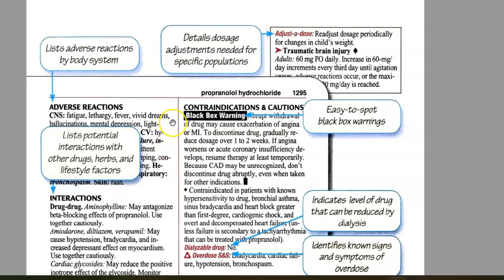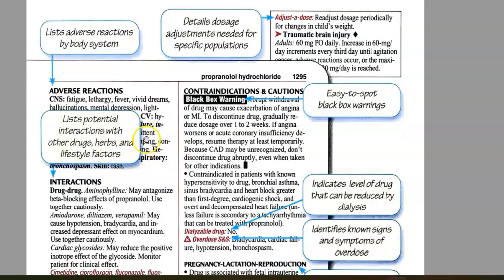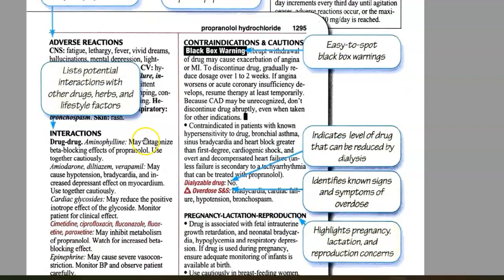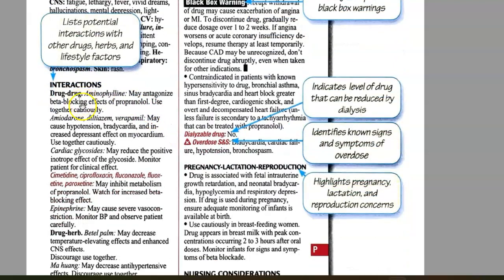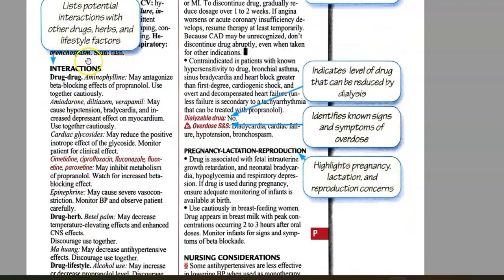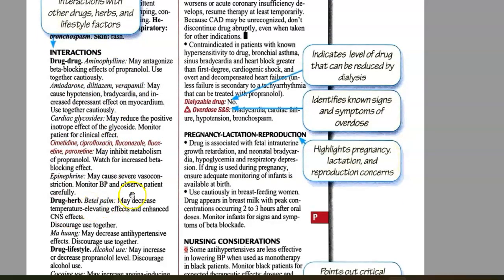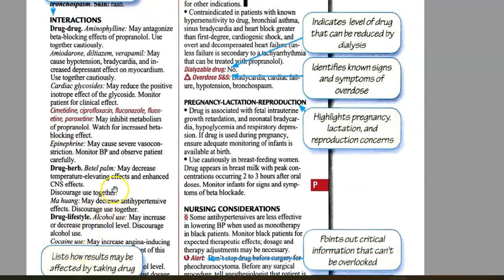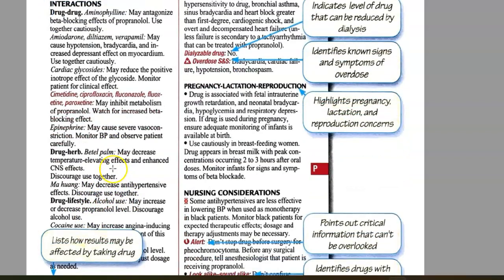Now, the drug handbook will also give you some interactions. It lists potential interactions with other drugs, herbs, and lifestyle factors. As an example, this is for propranolol. So it has the drug-to-drug interaction, you have the drug-to-herb interaction, and drug-lifestyle interaction.